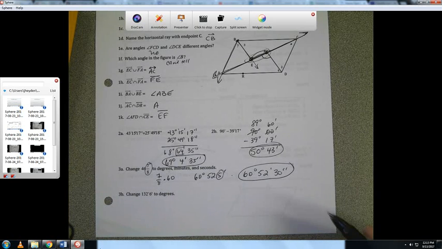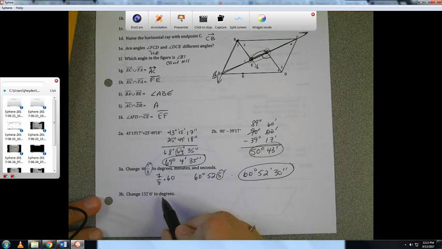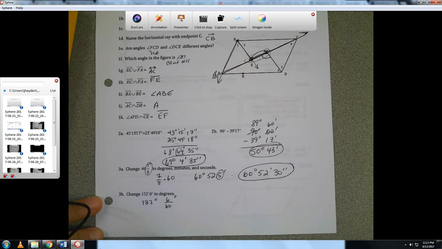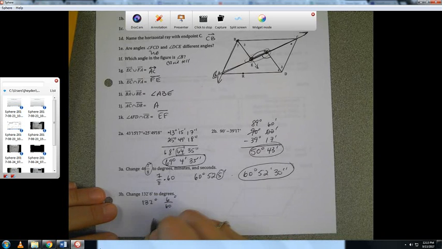3b says now we're going to change this to degrees. So we have 132 degrees and 6/60ths of a degree. So now you're going to divide by 60. 6 divided by 60 is 0.1. So this is 132.1 degrees. All right, that was page 1.